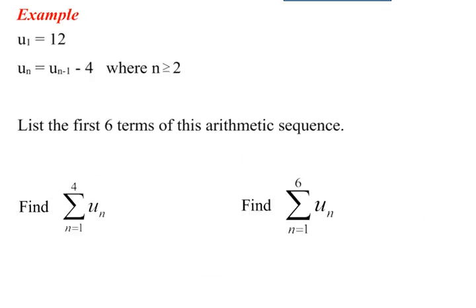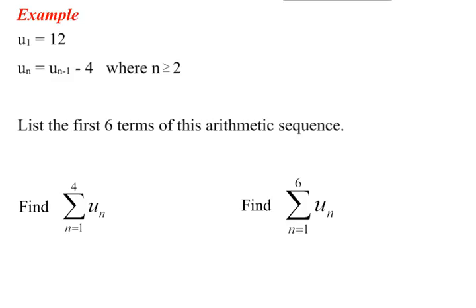Alright, here's our second example. Again, we're given some information right off the bat. We are told that the first term of the sequence is 12, and that the recursive formula u sub n equals u sub n minus 1 minus 4 tells us that to find the next terms of the sequence, we're going to subtract 4 each time. List the first 6 terms of this arithmetic sequence.